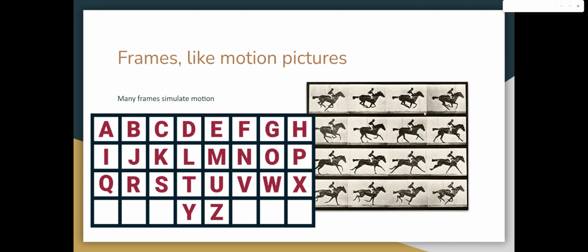You can see there's 16 frames here. But as they were displayed, if you look at them, it looks like the horse is galloping. This was the start of the motion picture. These are 16 different frames, but when they're put together quickly, the horse is moving. And in motion picture terms, the most common frame rate these days is about 24 frames per second.